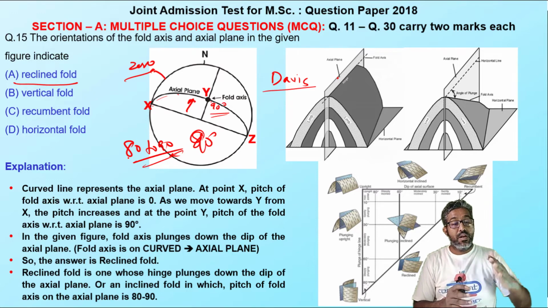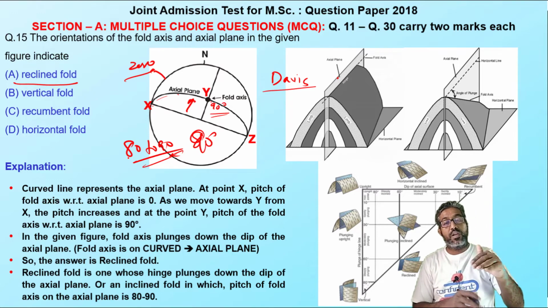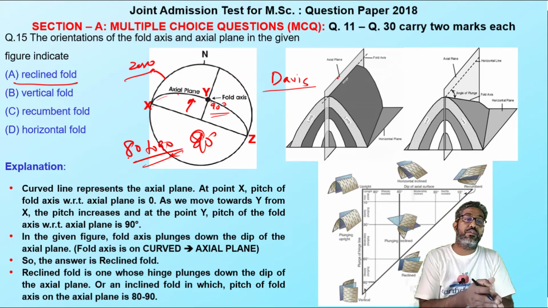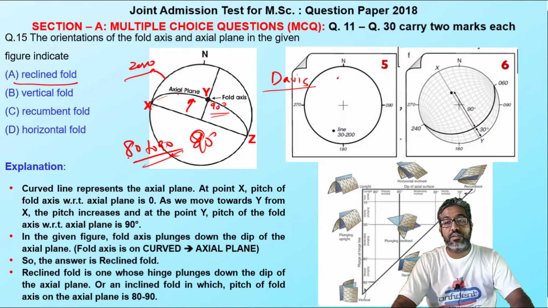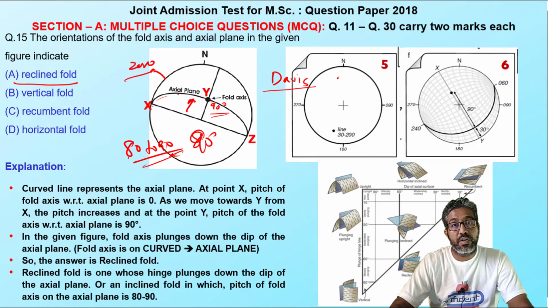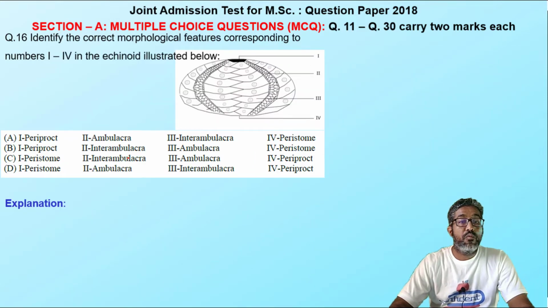I haven't done anything extra. What I understand is that my axial plane and the fold axis are both dipping in the same direction, which means they are parallel to each other. If they are parallel to each other, it is the definition of the reclined fold. If you need more explanation related to this, go through another book, by M.P. Billings or Somajit Ghosh sir. It is very good to understand all these concepts. Okay, now moving to the next question.